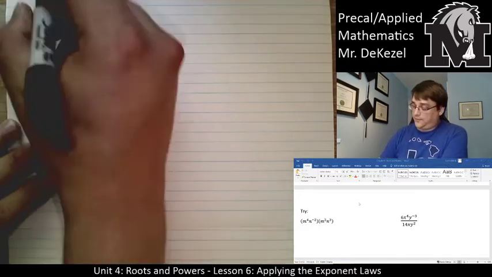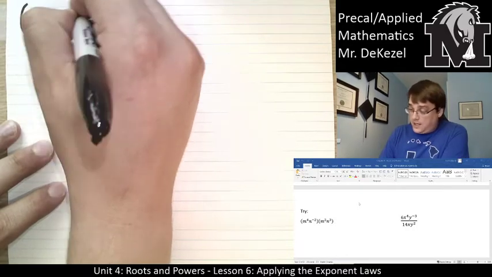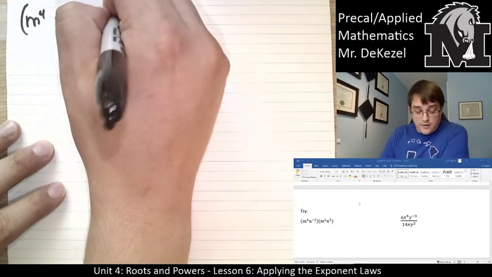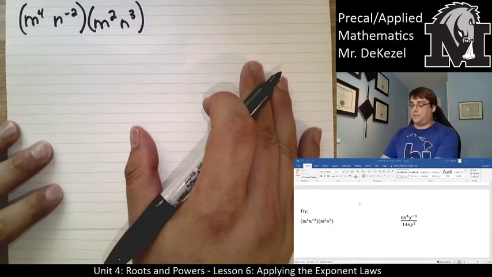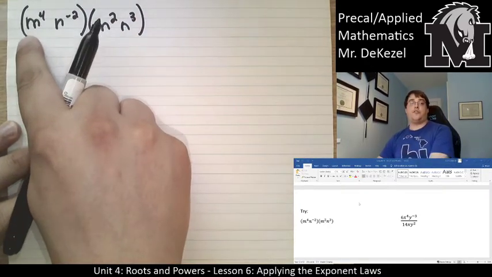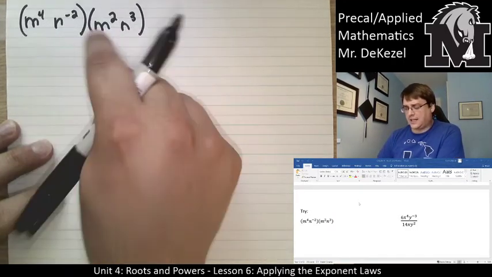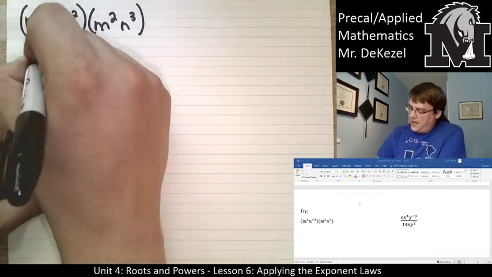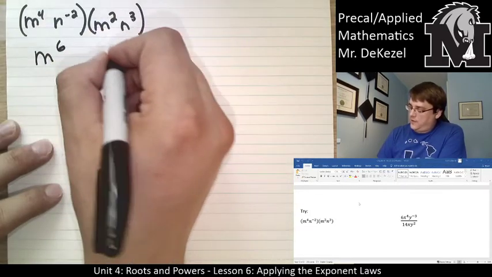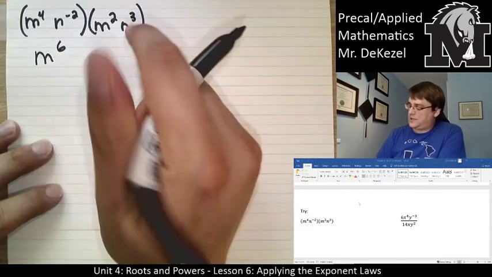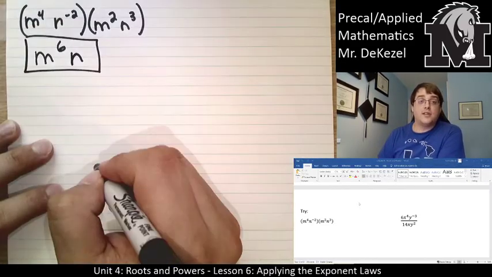Okay, let's do this one. We've got m to the power of 4 and n to the power of negative 2 multiplied by m to the power of 2 times n to the power of 3. So we are going to be multiplying each variable by its variable in the other bracket. So that means we're adding the exponents. We take m to the power of 4 plus 2, which is m to the power of 6. And then we have negative 2 plus 3, which is just n to the power of 1. So then that is our answer.